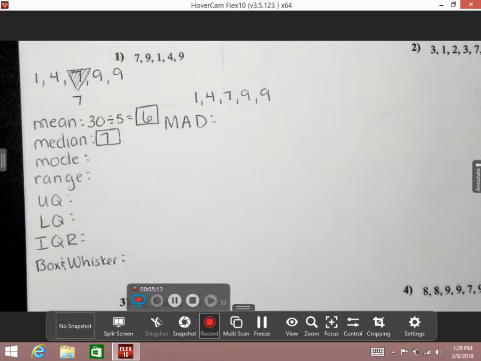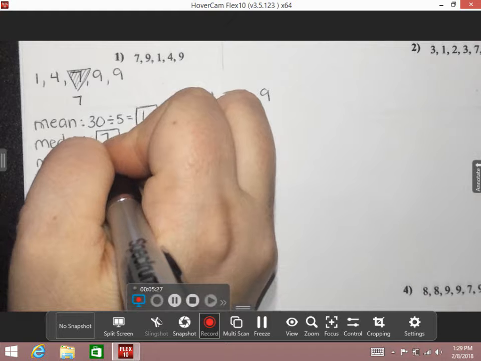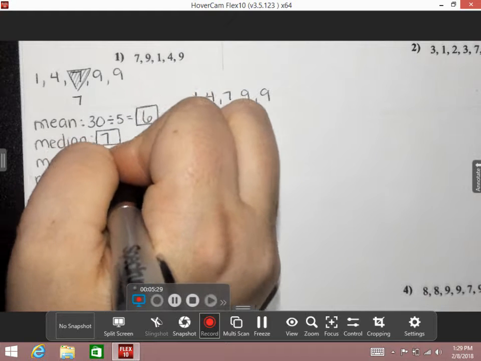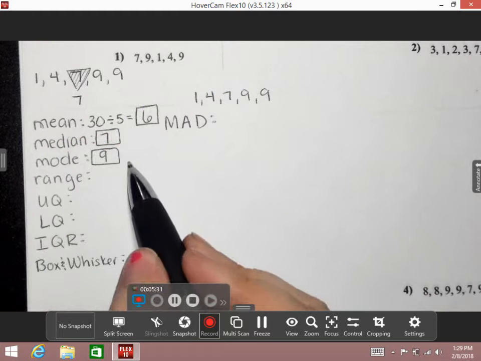How do I find my range? Oh, I'm sorry, we're on mode. Braylon, how do I find the mode? Whatever is there the most. And what did you say it was? 9. Excellent. All right, so that's my mode. Sorry, I said it out of order for a second. So that was mode, the most.